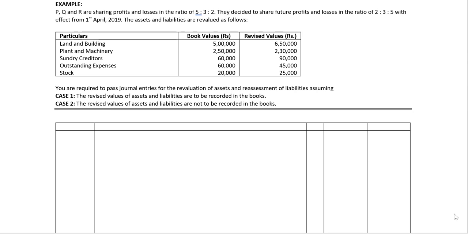So in case 1 we will have to do method 1 through the revaluation account, and in case 2 we need to find out the net effect, gain or loss on revaluation, and debit or credit the partners' capital accounts depending on whether it's a gain or a loss. We will begin with case 1. We are going to follow method 1. Case 1.